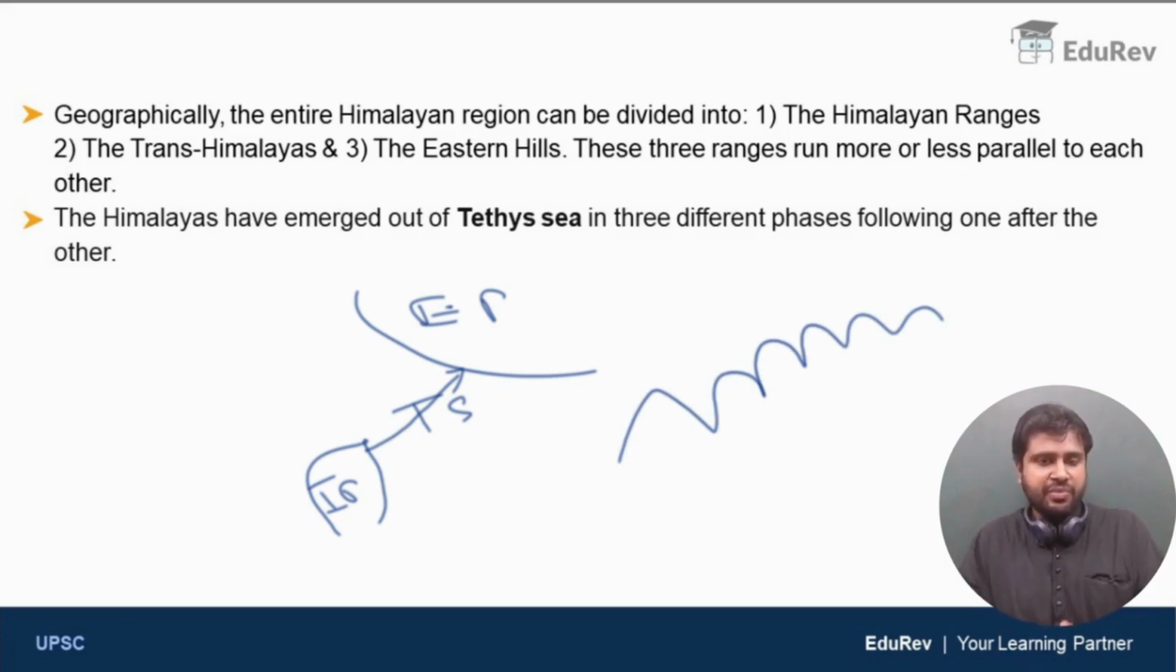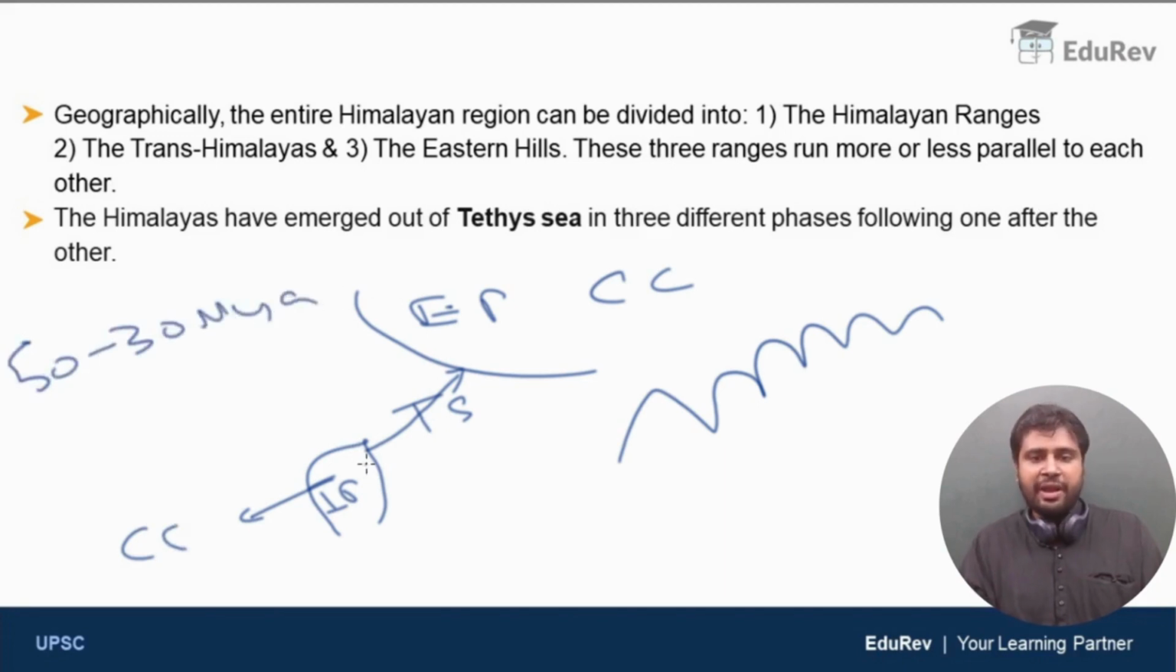I hope you're understanding. Let me just repeat this one more time without wasting much time. I just want to give you some clarity. We have the Eurasian plate, which is continental crust. We have the Indian plate, which is also continental crust. Now we know that somewhere between 50 to 30 million years ago, the Indian plate came close to the Eurasian plate and collided with it. But there used to be the Tethys Sea in the middle.